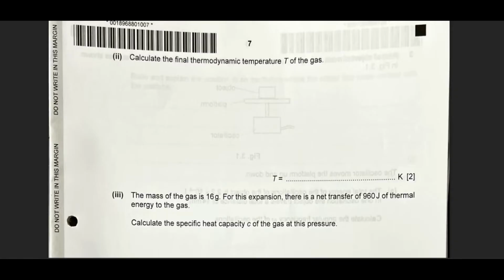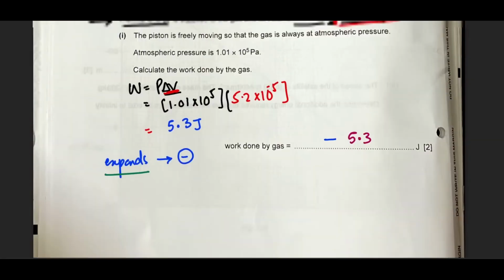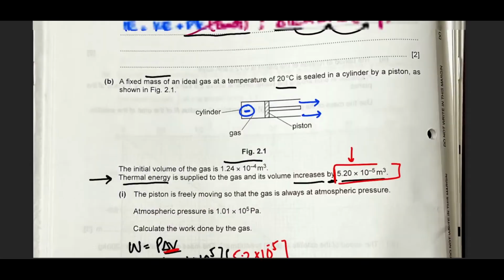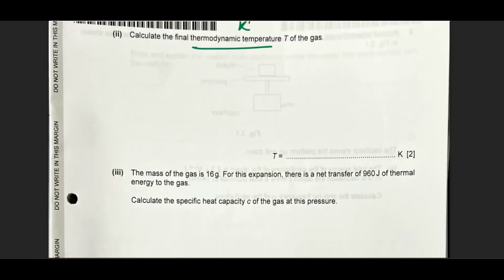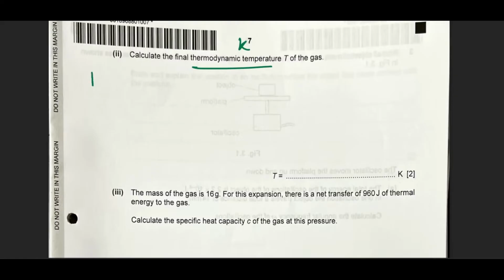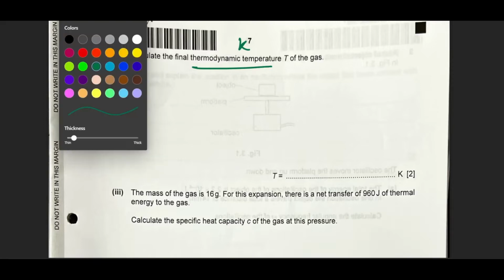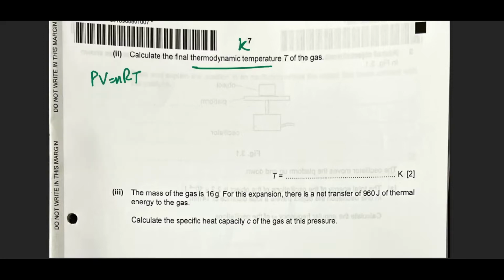When he says thermodynamic temperature, it means he's talking about the Kelvin scale. So I will be ignoring this 20 degrees mentioned in the question, that is over here. I will convert this into Kelvin. Now, in order to do this, we have an equation that is PV equals nRT. And then we have a simple answer that since the mass of the gas is fixed, the moles and the universal gas constant get cancelled out.